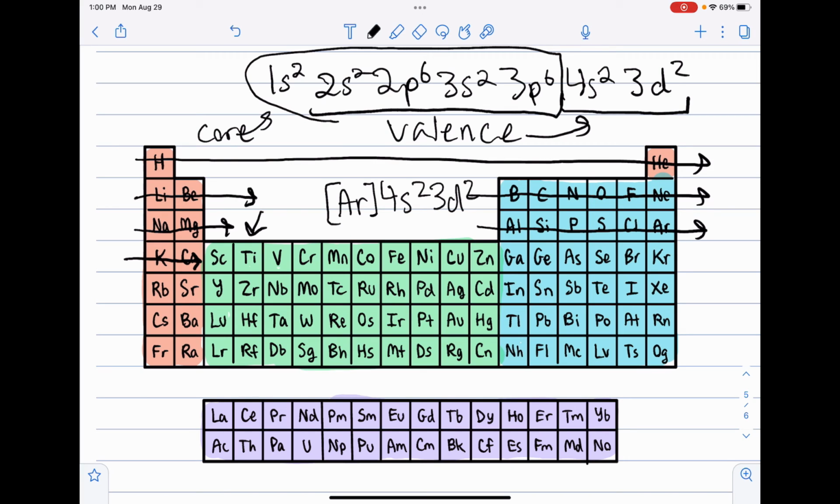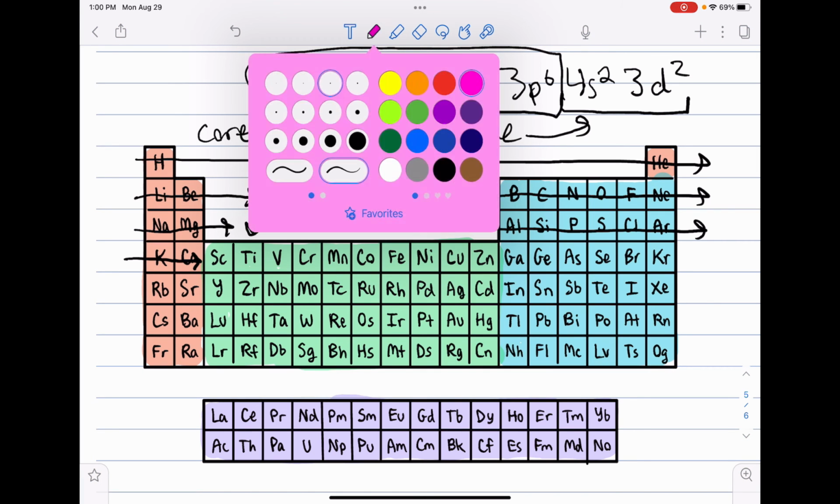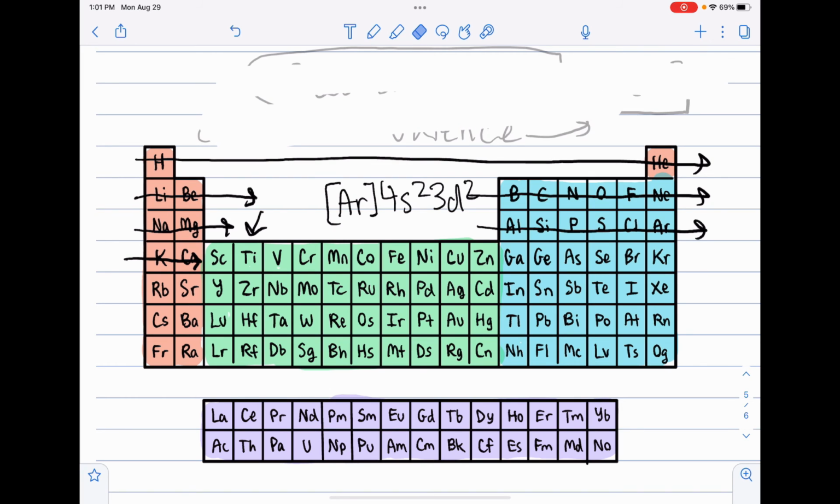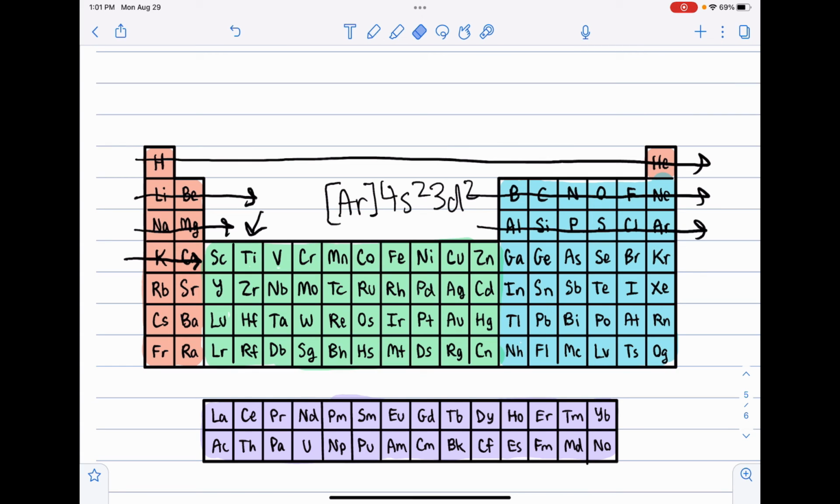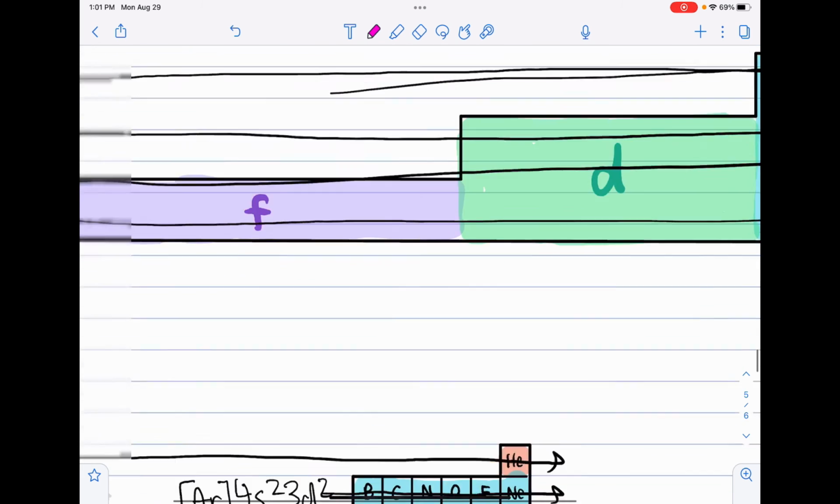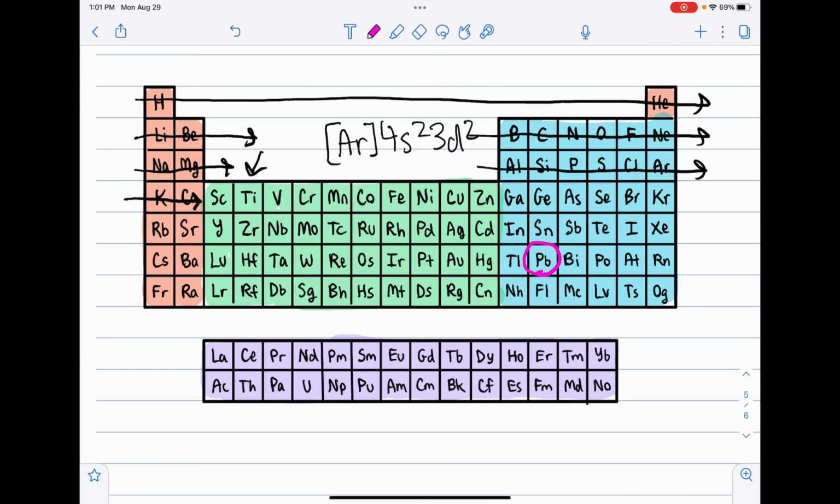So, speaking of, we can actually try one of them. I'm going to pick a new color so I don't have to erase all of my arrows. We're going to do pink. Let's say we want to do the configuration of lead, which means we're introducing the F block, right? Because remember up here, lead would be there. So we are going to get into the F block. Doing shorthand, we would have the previous noble gas, and that is xenon. So we can put xenon in brackets.